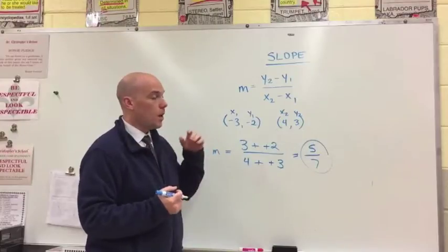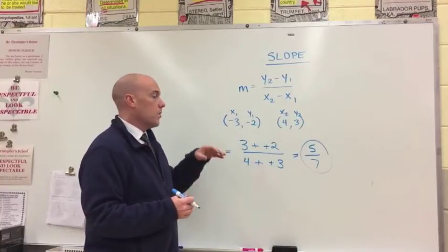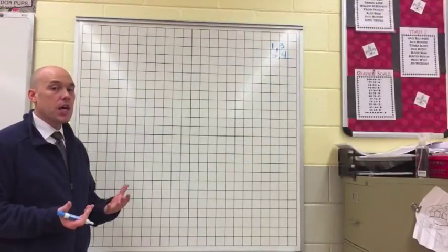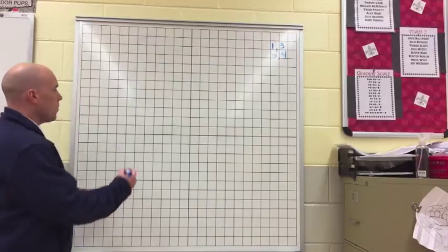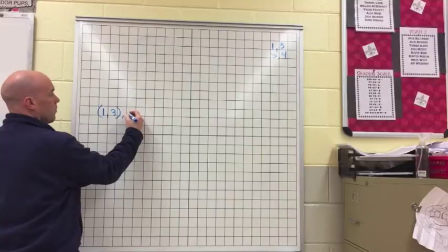Now I'm going to go over to the graph and show you how this actually works, so that you can find how we came up with this equation. Okay, so let me just show you how we actually came up with this formula. We're going to start with these points of 1, 3 and 5, 4.